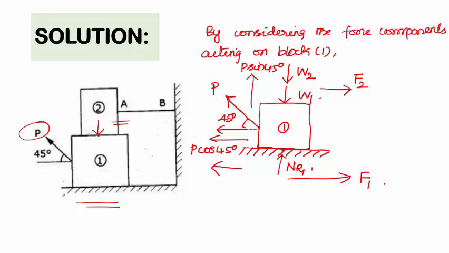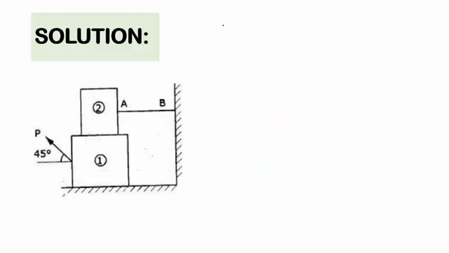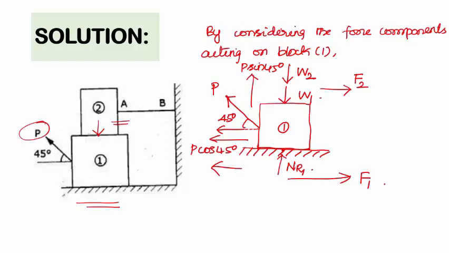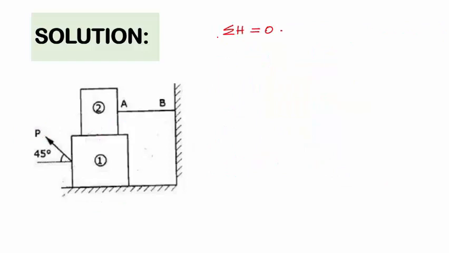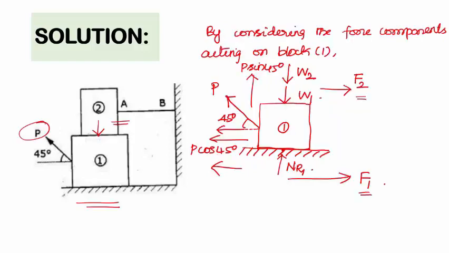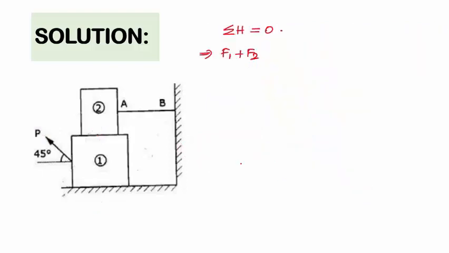Now we can apply the equilibrium conditions. The first condition is summation of all the horizontal forces acting on block 1 is 0. Considering the horizontal forces, F2 and F1 are acting along the positive x-axis direction. So F1 plus F2. The horizontal force component of the subjected force P is acting along the negative x-axis direction. So minus P cos 45 is equal to 0.